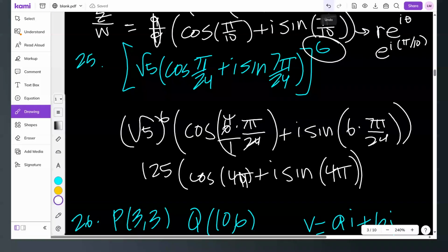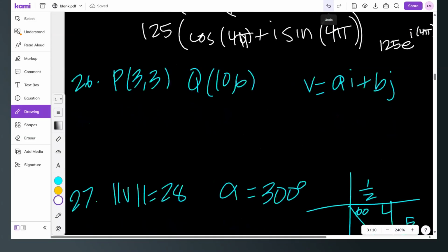But if I wanted to put it in rectangular or polar, I could calculate cosine of 4 pi and do all the things. Then to put it in exponential form, it's 125 e to the i times 4 pi, or you could put 4 pi times i, either way. Let me check my time and make sure this is recording.